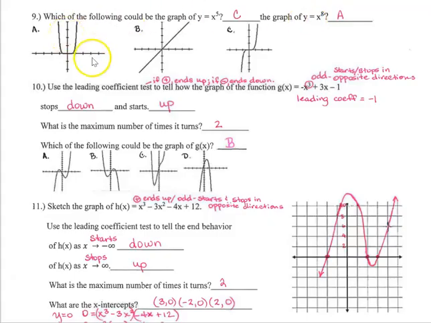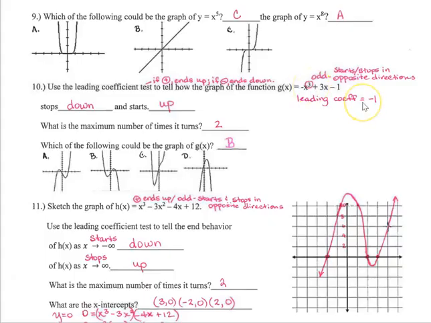All right, then for 10, it says use the leading coefficient test to tell how the graph of the function is going to start and stop. That's also called its end behavior. If the leading coefficient is positive, my graph ends up. If the leading coefficient is negative, my graph ends down. Then I can look at the degree of my polynomial, and if the degree is odd, it's going to start and stop in opposite directions. If the degree is even, it's going to start and stop in the same direction.